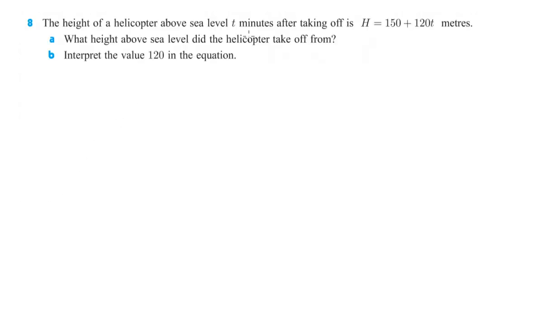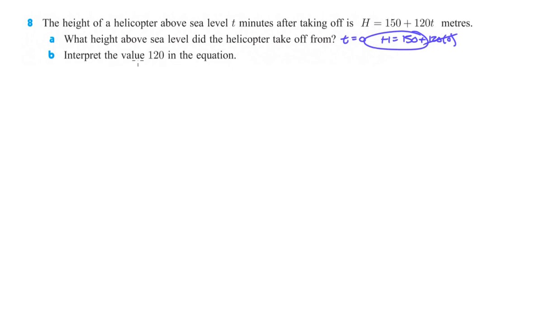Next one, the height of a helicopter above sea level, t minutes after taking off, is given in meters. What height above sea level did the helicopter take off from? It says t minutes, and h is the height. So if it took off, that's when time equaled 0, right? So we would simply plug in 0 to this. So our height would equal 150 plus 120 times 0. That just turns into 0. And our height would be 150 meters.